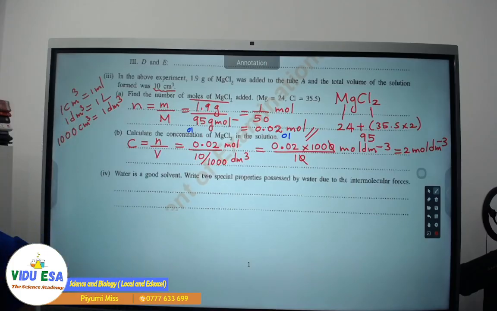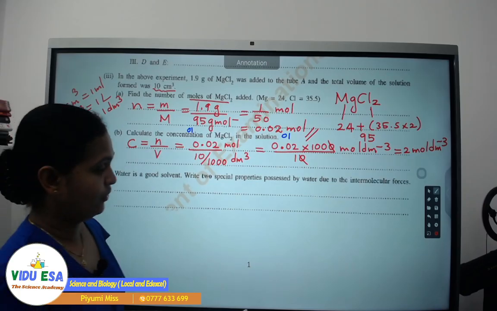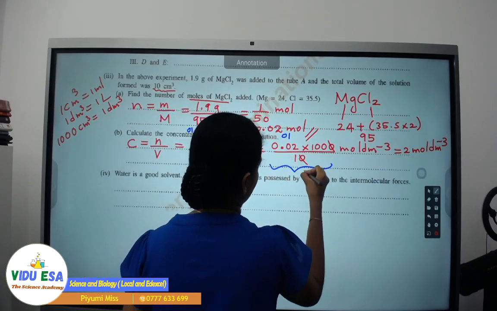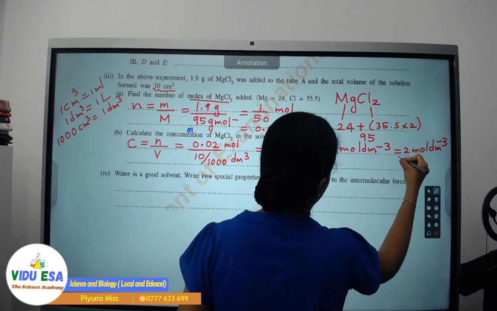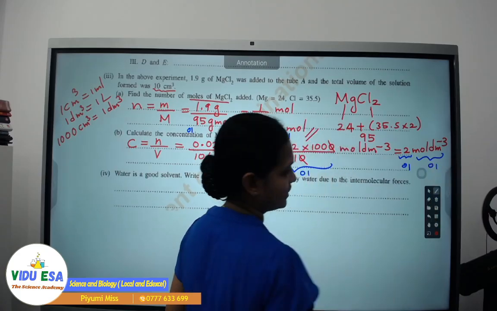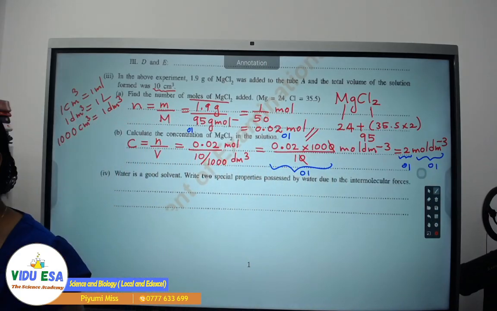Hands up those who got the answer as 2 moles per cubic decimeter. For this you get 3 marks. Written either this way or this way, you get 1 mark; getting 2 gets 1 mark, and for the unit 1 mark. See, 3 marks given. Okay, half of you have got the answer.